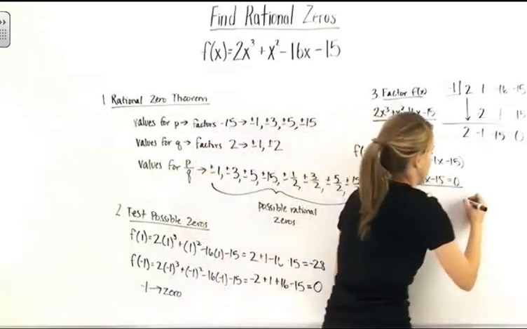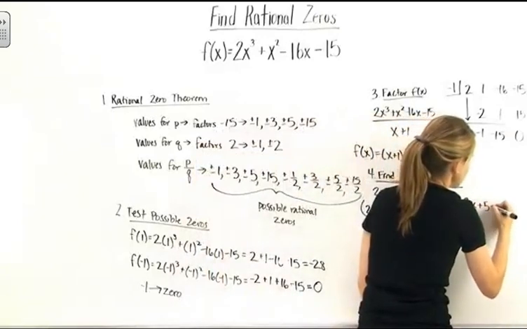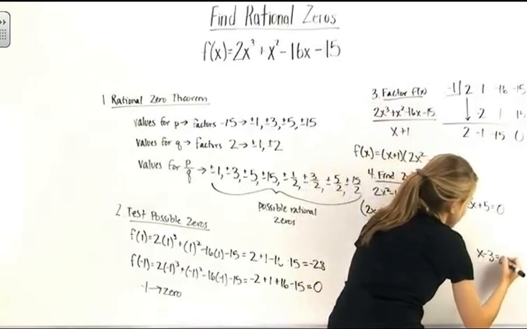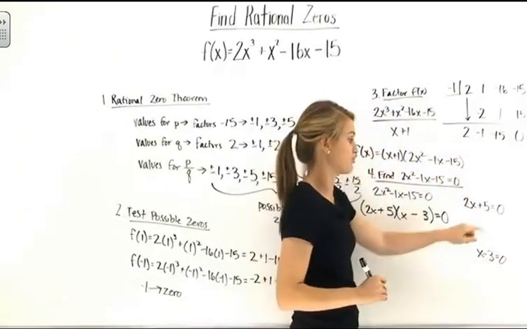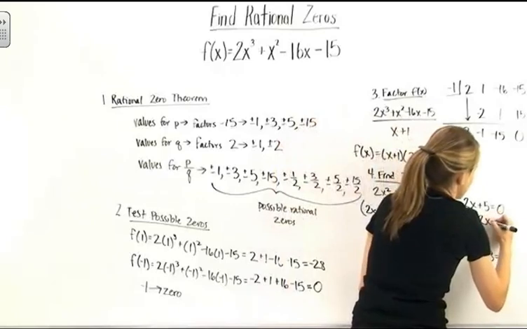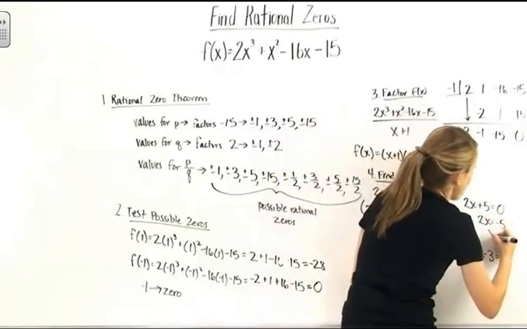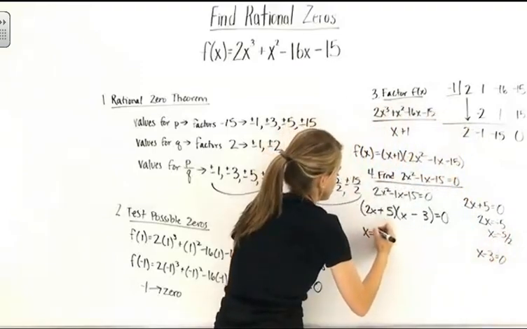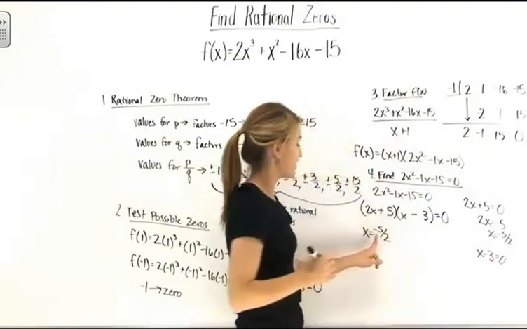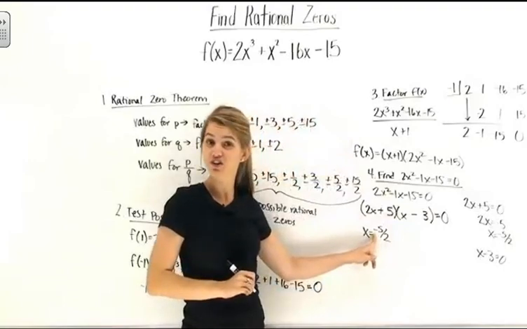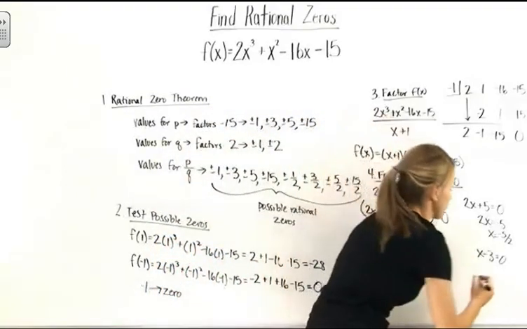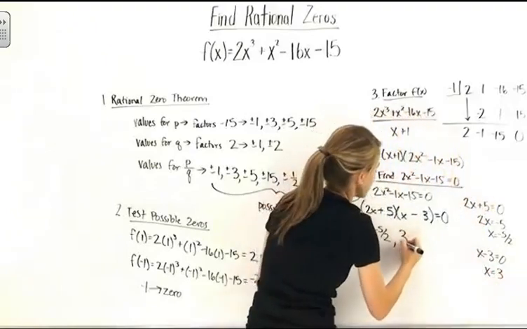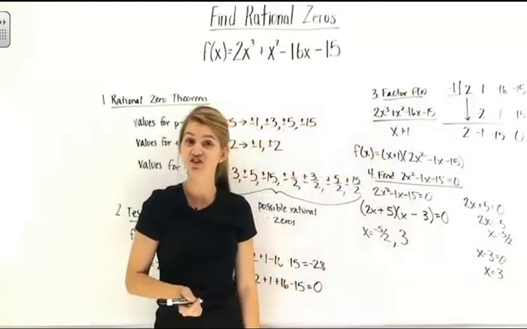So, either 2x plus 5 equals 0, or x minus 3 equals 0. Now let's solve for x. We subtract 5 and we get that 2x equals negative 5, or x equals negative 5 halves. So x equals negative 5 halves. That means that negative 5 halves is a 0 of our function. Now let's go ahead and solve the other one. We add 3 to both sides and we get that x is equal to 3. That means that 3 is another 0 of our function.